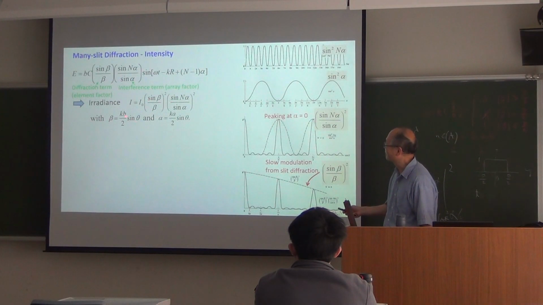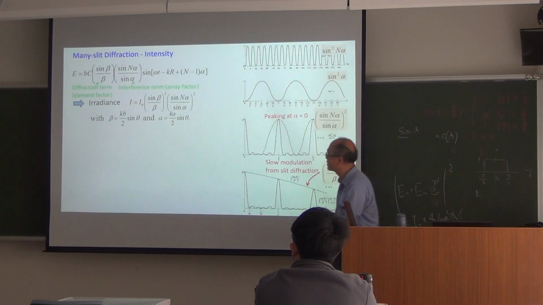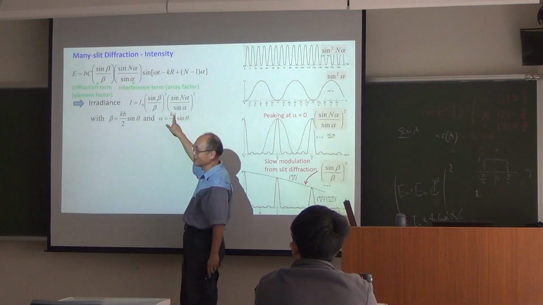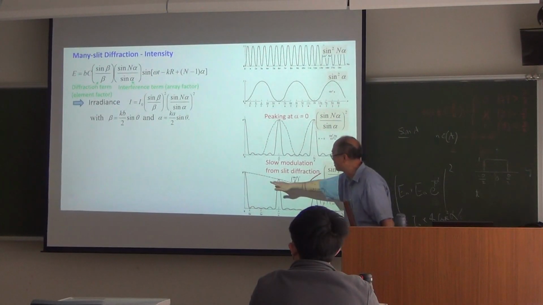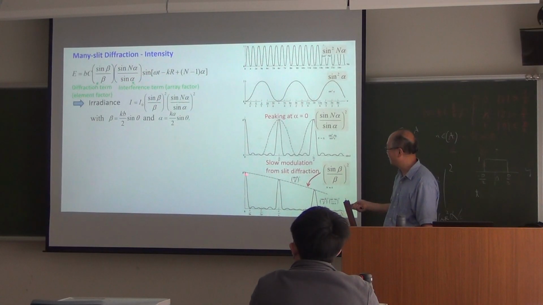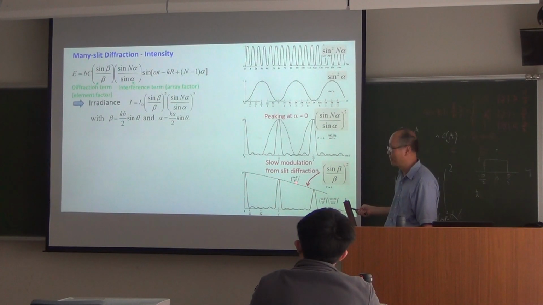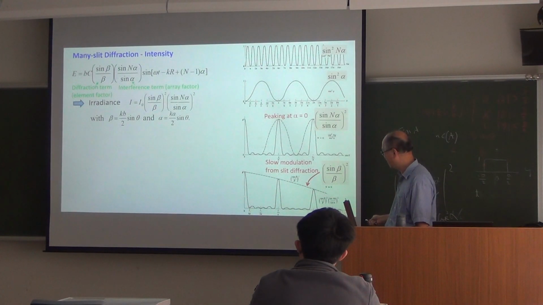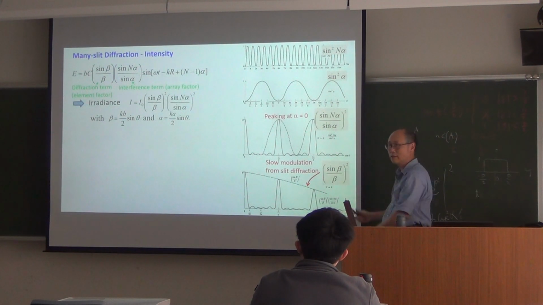So this sinc function, because B is quite small compared with A, B is a slit width. A is a separation between two slits. So of course, B is smaller than A. So it's a relatively slow variation when you plot a sinc function. It just gives you this envelope. Over here is the angle. This is the angle.